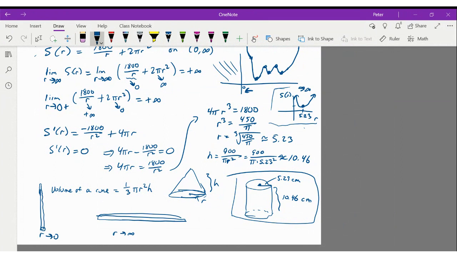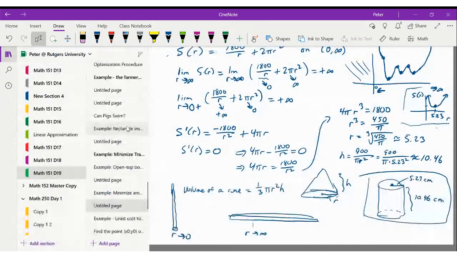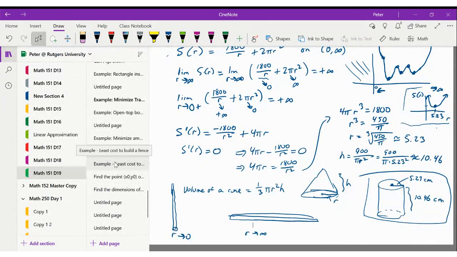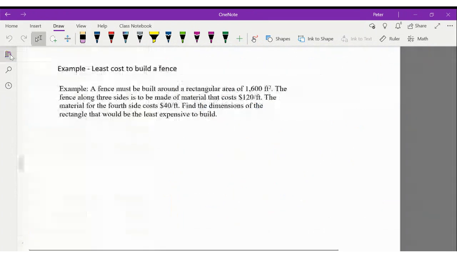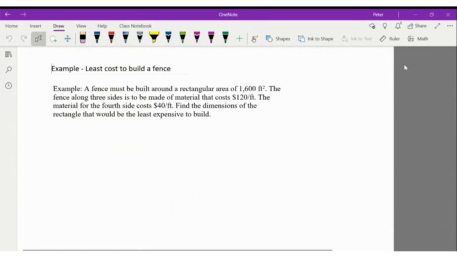All right, so let's do the picture frame problem. Oh, sorry, this is a fence problem. It's sometimes phrased as a frame problem, sometimes as a fence problem. So the fence must be, and I promise this is not the same as the pig problem, built around a rectangular area of 1,600 square feet. The fence along three sides is to be made of material that costs $120 per foot, and the material for the fourth side costs $40 per foot. Find the dimensions of the rectangle that would be the least expensive to build.